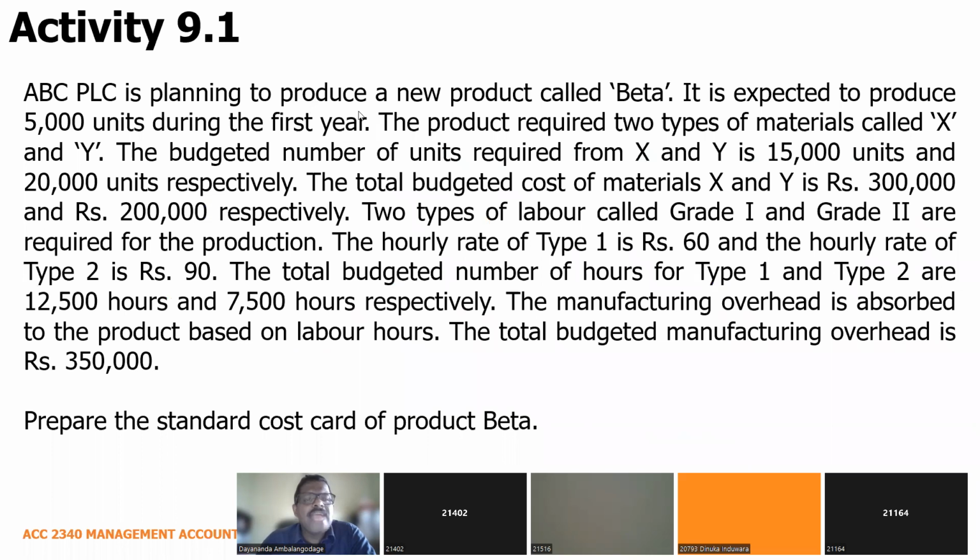Now ABC is planning to produce a new product called Beta. It is expected to produce 5,000 units during the first year. Products require two types of materials called X and Y. The budgeted number of units required for X and Y, that is material.